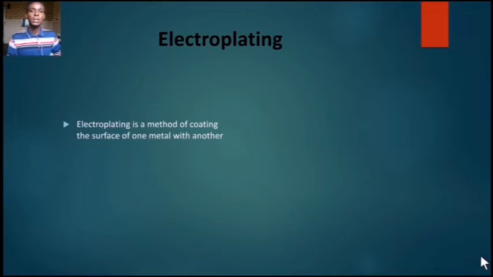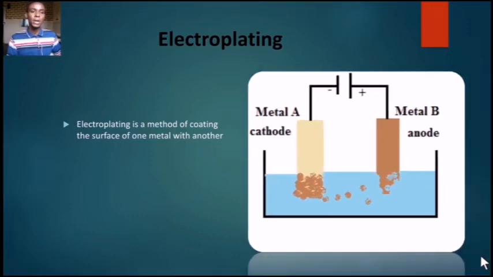Just like we did in the case of purification of metal, the same way, the anode and the cathode. Now what we have here: our anode is the metal you want to use for the electroplating, while the cathode is the metal you want to electroplate. So let's imagine that this is the precious metal you want to use for electroplating. Let's say this is gold, and then let's say this is iron.